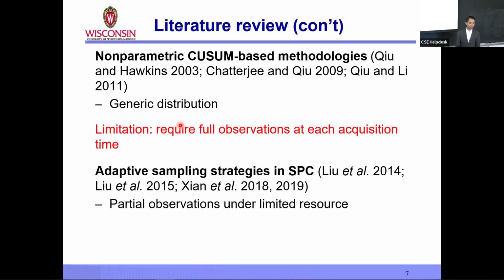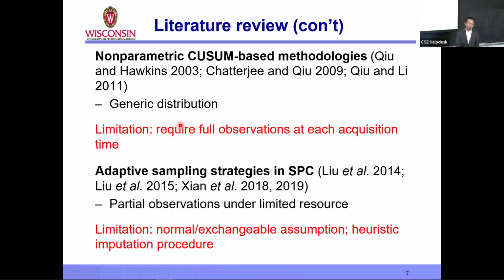And as for the adaptive sampling strategy, some methods have been proposed that take partial observations into consideration. However, the normal or exchangeable distribution assumptions on the data and the heuristic imputation procedure in those methods are fundamentally not suitable for monitoring heterogeneous data streams.